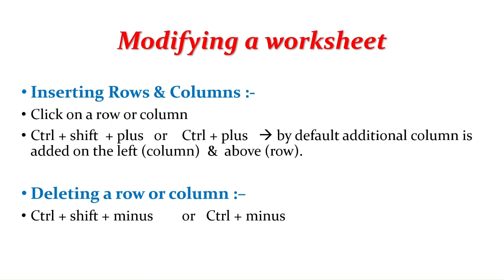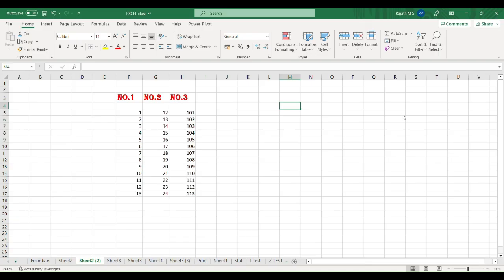In the latest versions of Windows, in order to insert a row or a column, it is Control Shift plus, or just Control plus. And to delete a row or a column, it is Control Shift minus, or Control minus, right? So I'll just demonstrate this.